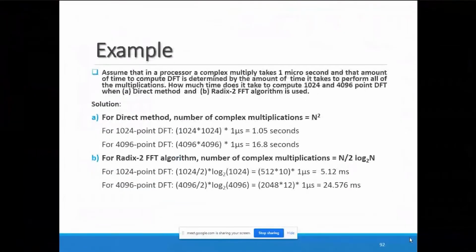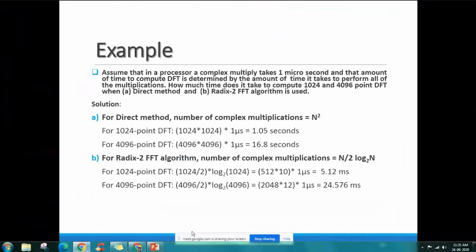Okay, in the last lecture, we have discussed up to this example. So today we move to the next slide.